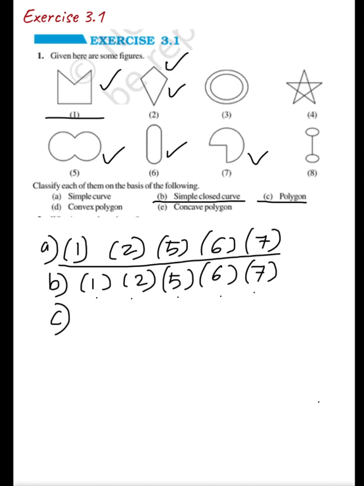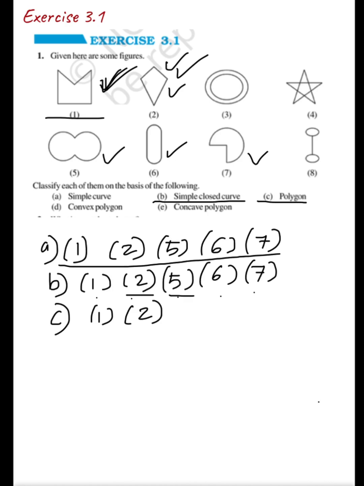Let's see one by one. That is 1, 2, 5, 6 and 7. So 1. When you look at this, you can see that it's a simple closed curve and at the same time it's made up of line segments only. So you can consider it as a polygon, the first one. Now what about the second one? The second one we have already identified as a simple closed curve. Now is it made up of line segments? Yes, it is made up of line segments also. So the second one is also a polygon.